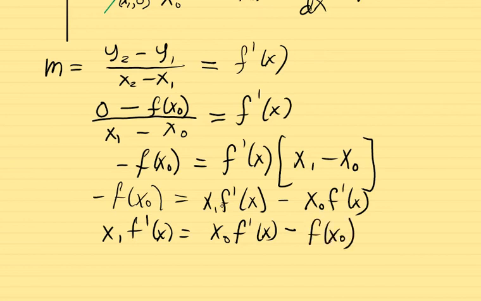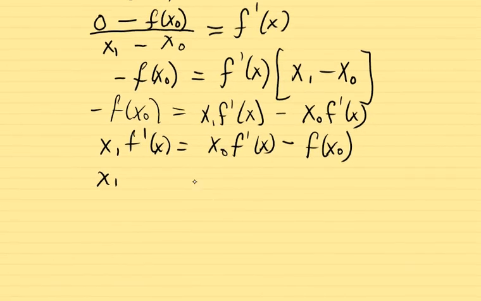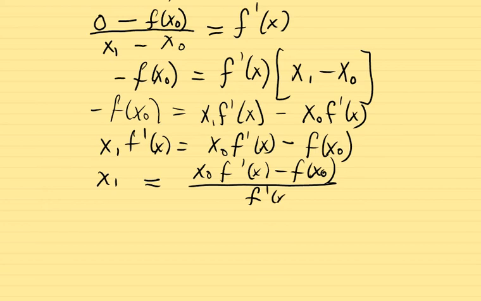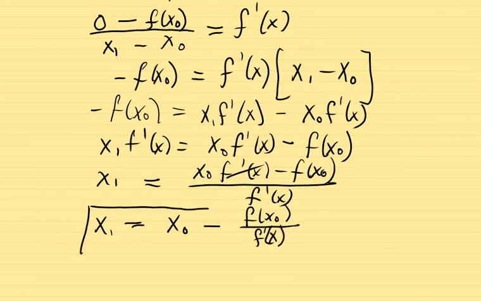Then dividing both sides by f prime x, x1 now will be equal to x0 f prime x minus f of x0 divided by f prime x. So this will cancel out here. So x1 now will be equal to x0 minus f of x0 all over f prime x. So this will be the value of our new approximation.